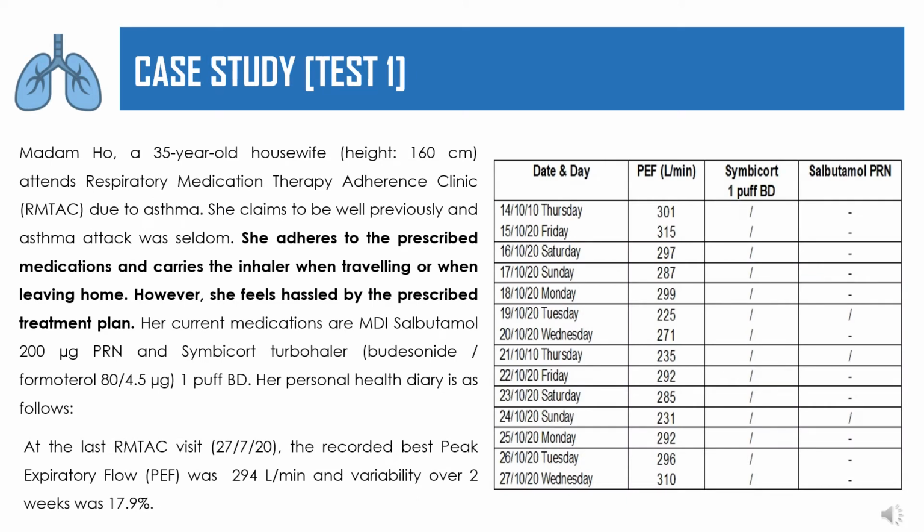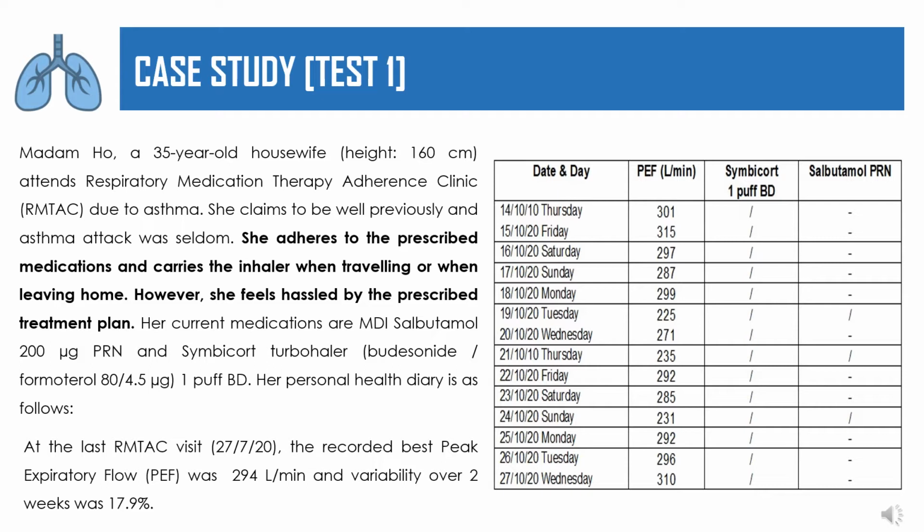This is the case study that you have already answered in test 1. Let's recap. Madam Ho, a 35 year old housewife, with height about 160 cm, attends the RM Tech clinic due to asthma. She claims to be well previously, and asthma attacks were seldom. She adheres to the prescribed medication and carries the inhaler when traveling or when leaving the home. However, she feels hassled by the prescribed treatment plan. Her current medications are MDI salbutamol, 200 microgram when needed, and Symbicort, which is the combination of budesonide 80 microgram and formoterol 4.5 microgram, taking one puff twice daily.